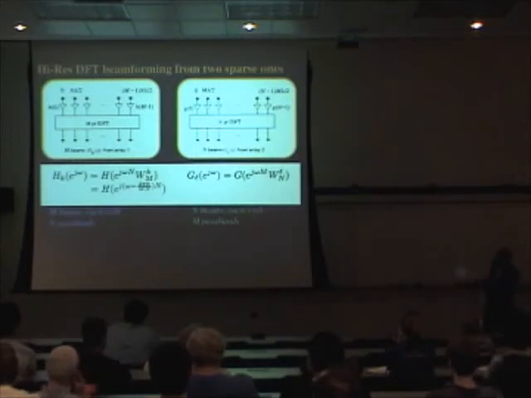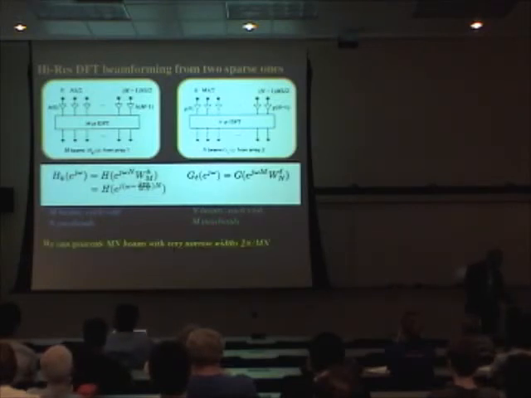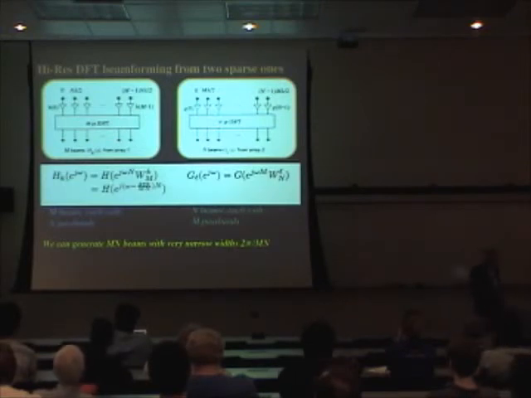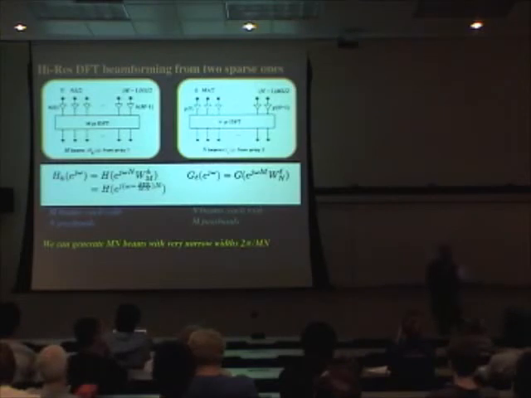So the first one generates M beams, each beam will have one passband. This generates N beams, each will have one passband. But when you multiply them, we can generate MN beams, and all those beams will have very narrow bandwidths. So this is another thing you can achieve entirely in view of coprimality.